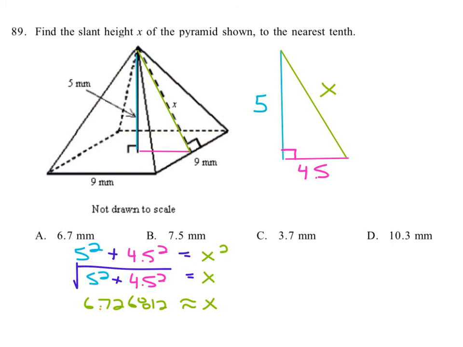So how do you do that? You say, what's in the tenths place? That's 7. What's right after it in the hundredths place? A 2. Is it 5 or higher? No, it's not. So that 7 does not change. So we get x being approximately equal to 6.7 millimeters. And do we see that as an answer? We do. Answer A.